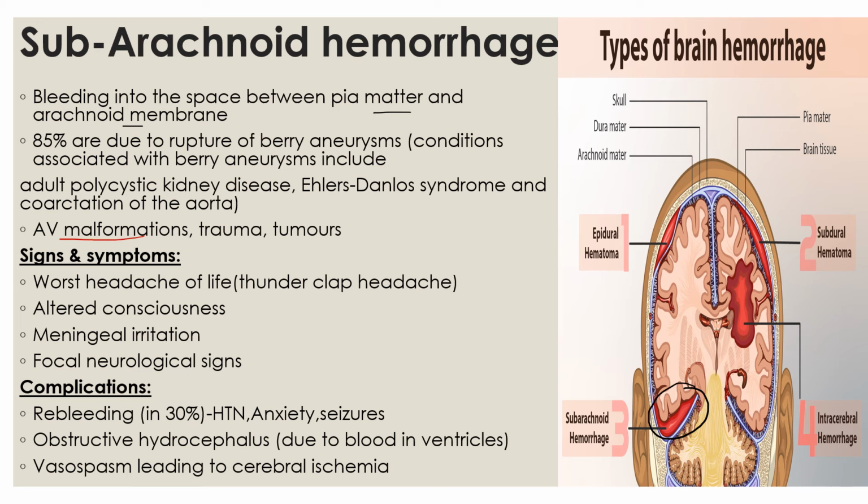The patient presents with worst headache of his life, or a thunderclap headache. He can also have altered consciousness, signs of meningeal irritation like neck pain and stiffness. There can also be positive Kernig sign and focal neurological signs, which involve posterior communicating artery and abducens nerve.